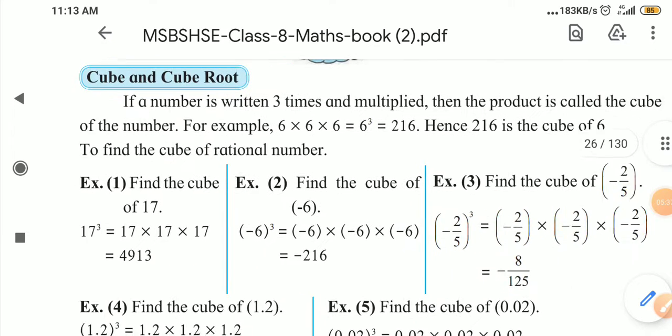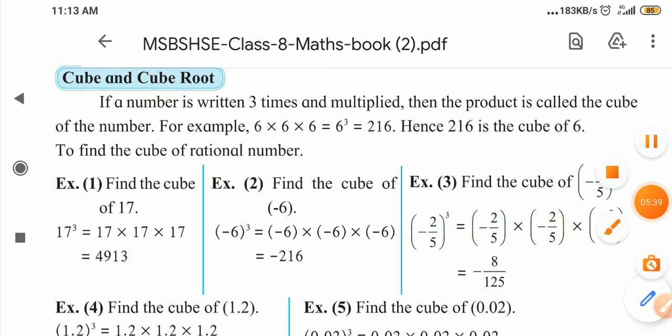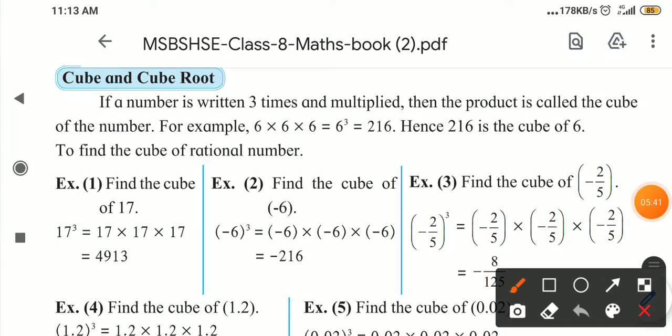If a number is written 3 times and multiplied, any number you take. Now I will take the number 6: 6 into 6 into 6.